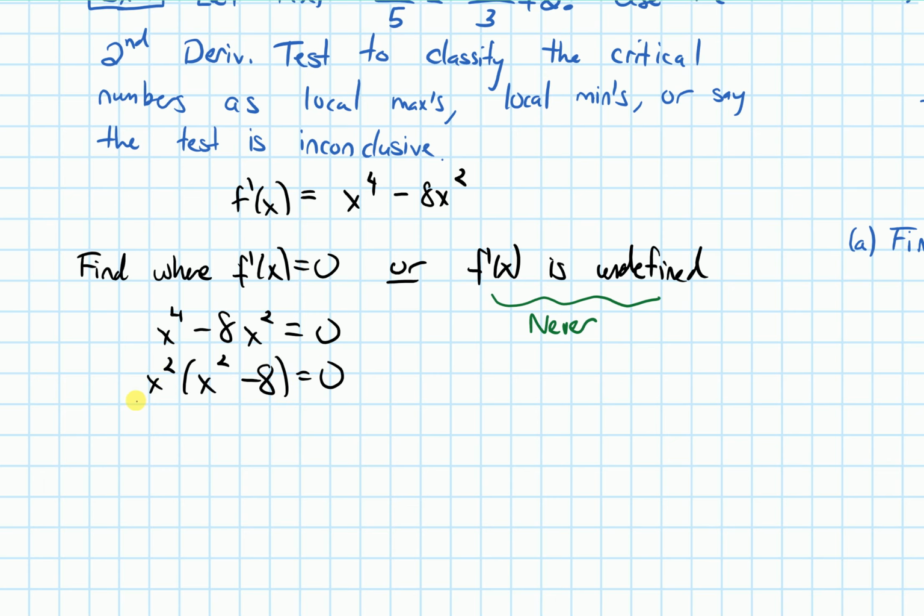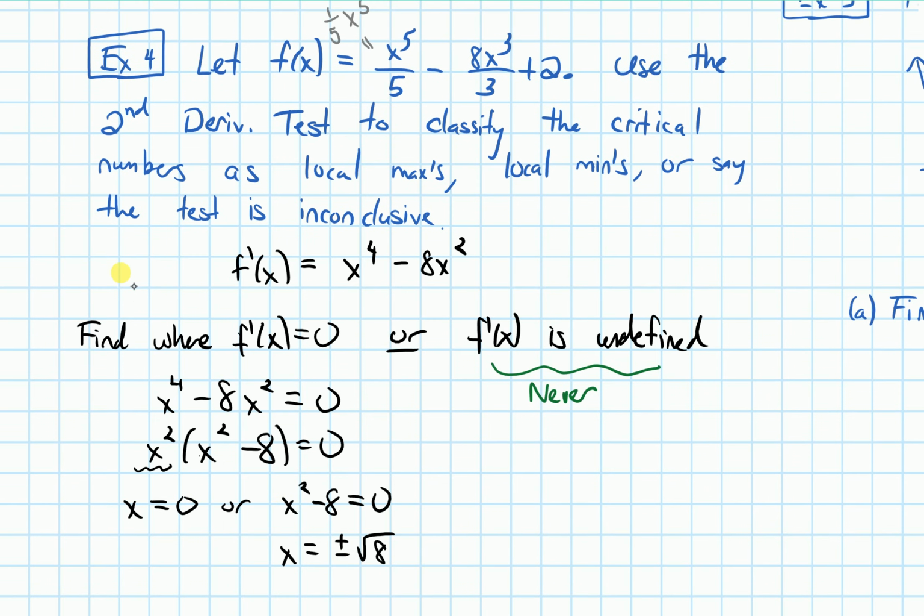So from the x squared, setting that equal to 0, I get that x equals 0. Or from the x squared minus 8, we get that x squared minus 8 could be 0. And if we rearrange this, if I move that 8 over and square root both sides, we'll get x equals plus or minus square root of 8.